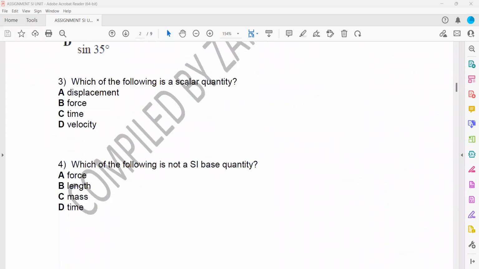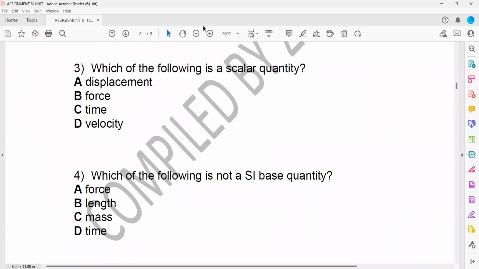The next one is, which of the following is a scalar quantity? So when we work out the scalar quantity means which is having magnitude and unit but no specific direction. So displacement is a vector quantity, force is a vector quantity, velocity is a vector, the only scalar quantity is time. That's why C will be the right answer.